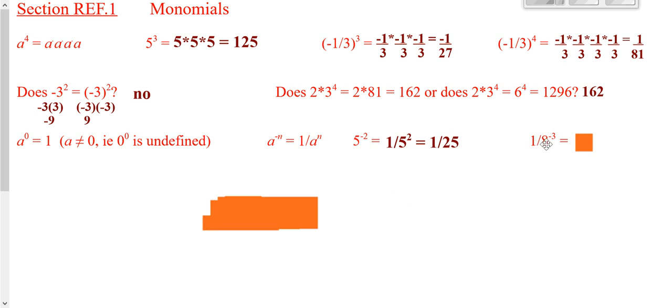Or anything like this here. Here we have a negative exponent in the bottom part of the fraction. It really gets moved to the top part of the fraction then, becoming 8 to the third.